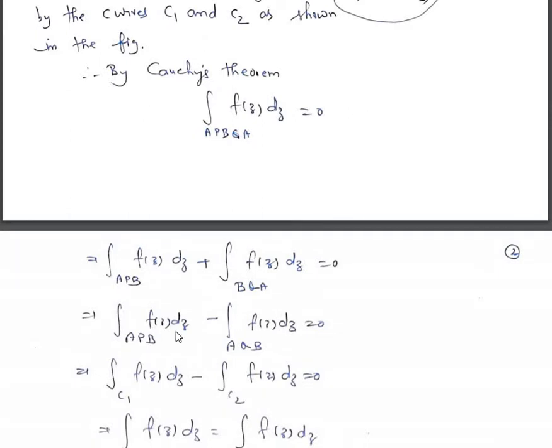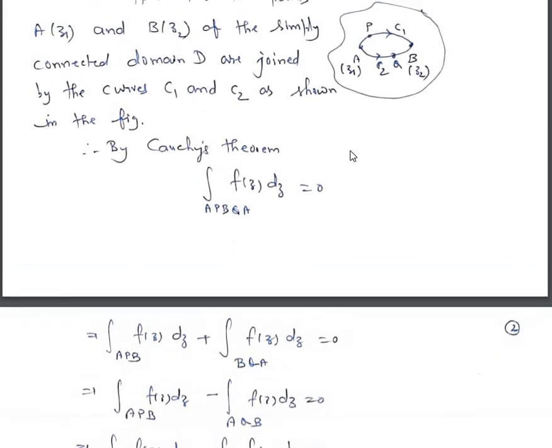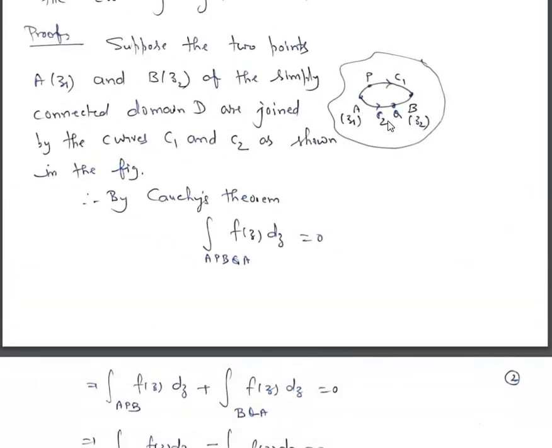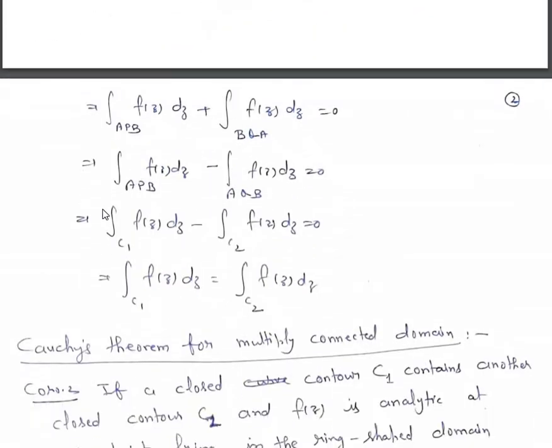So, we have the integral over APB of f(z) dz minus the integral over AQB of f(z) dz equal to 0. Now, what is APB? APB is the contour C1 and AQB is the contour C2. So, we have the integral over C1 of f(z) dz minus the integral over C2 of f(z) dz equal to 0. That means the integral over C1 of f(z) dz is the same as the integral over C2 of f(z) dz. So, this is Cauchy's theorem for simply connected domains.